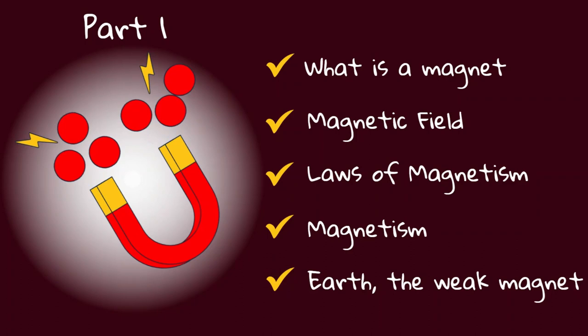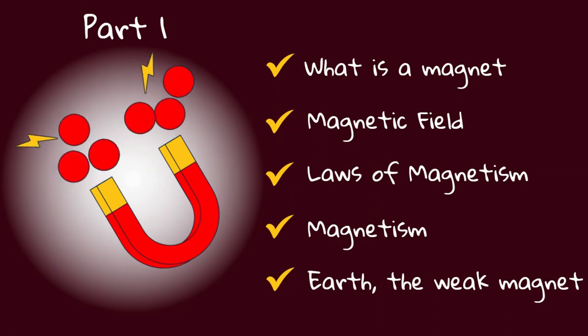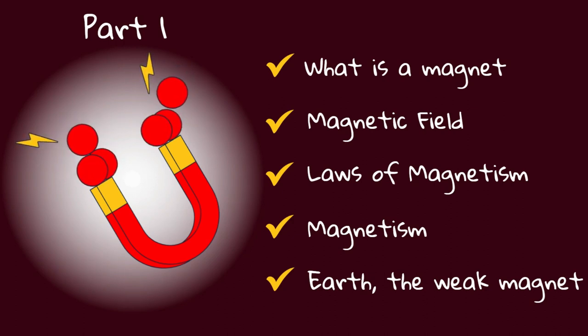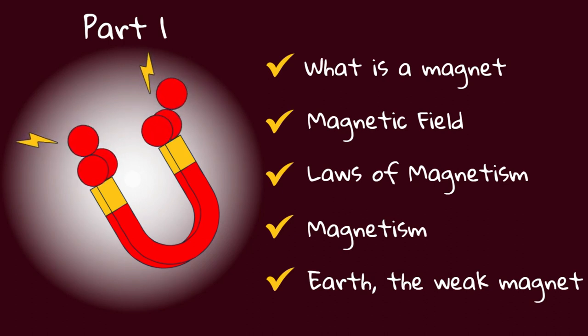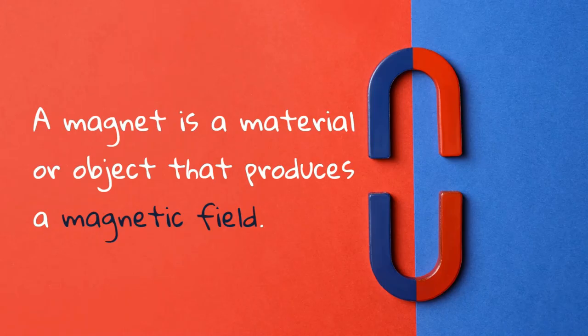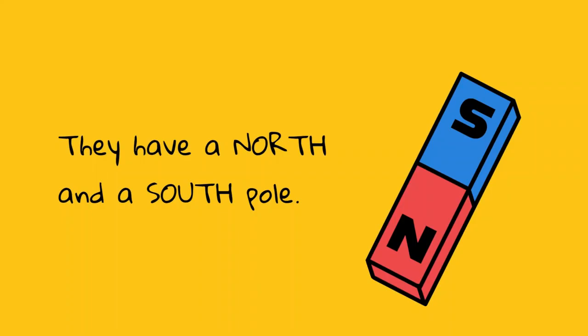Magnetism. Part 1. In this part of the lesson, we'll be learning about what a magnet is, magnetic fields, laws of magnetism, and Earth, the weak magnet. A magnet is a material or object that produces a magnetic field. A magnet is dipolar because it has two poles. They have a north and a south pole.